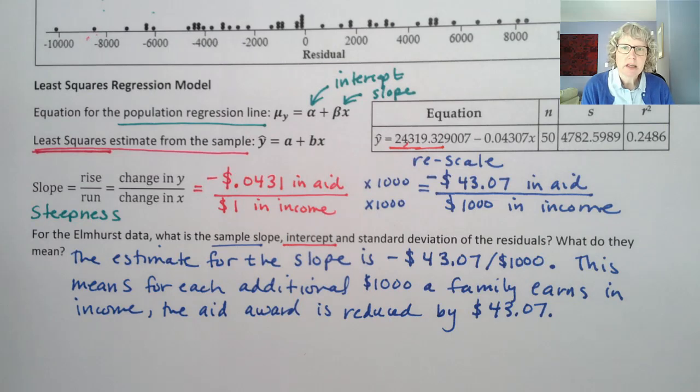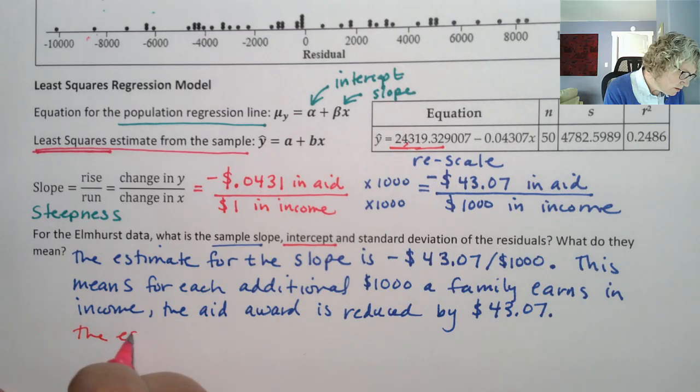Okay, so our intercept is 24,319.33. I did rescale the slope, but I didn't rescale the intercept. So the starting point still stays the same, and I'm not going to adjust that value. And this is in dollars as well, dollars of aid. So think of this as if a family had $0 in income, this would be the award they would get. Don't know if it's possible to live like that, but I imagine it's possible for that to happen.